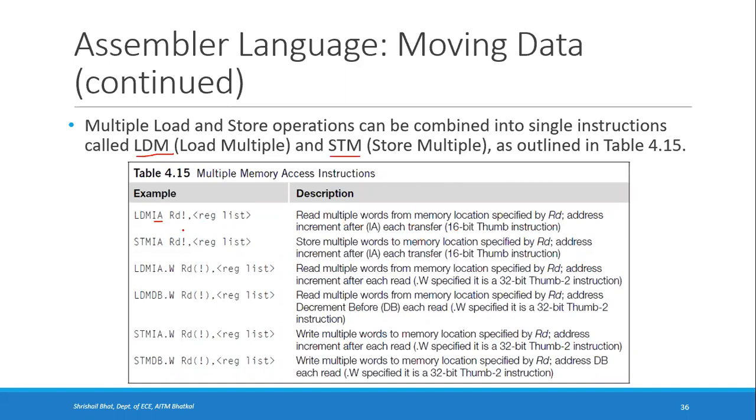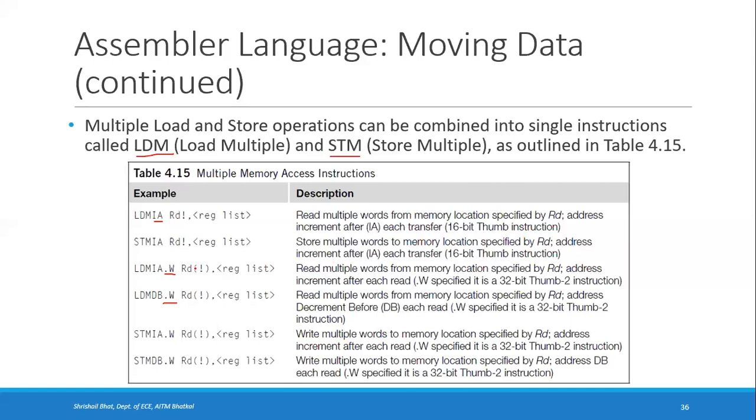This is a 16-bit instruction by default. If you do not write any suffix, it will be a 16-bit Thumb instruction. Similarly, store multiple words to the memory location pointed by RD, with the address incremented after each transfer. These are all 16-bit instructions. But if you want a 32-bit instruction, you need to specify .w. As we have seen yesterday, .w indicates wide, meaning it will be a 32-bit instruction.